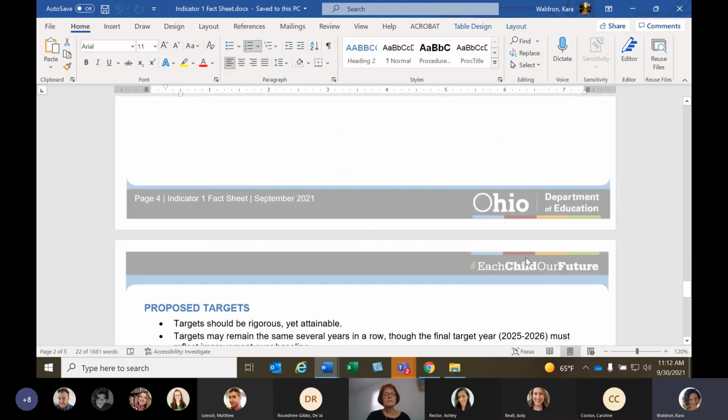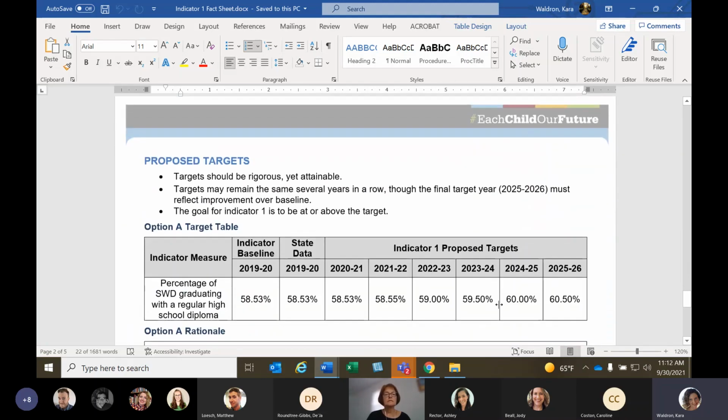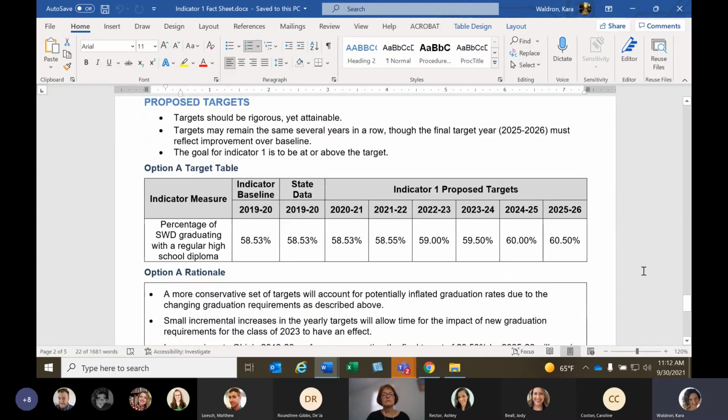In the interest of time, I need to get us down, of course, to our target options. So with all of those swirling variables in mind, you might be thinking, you said indicator 1 was easier than indicator 3. I probably did. I should have said it's shorter than indicator 3. That's probably more realistic. It is also complicated because of all of these factors around graduation.